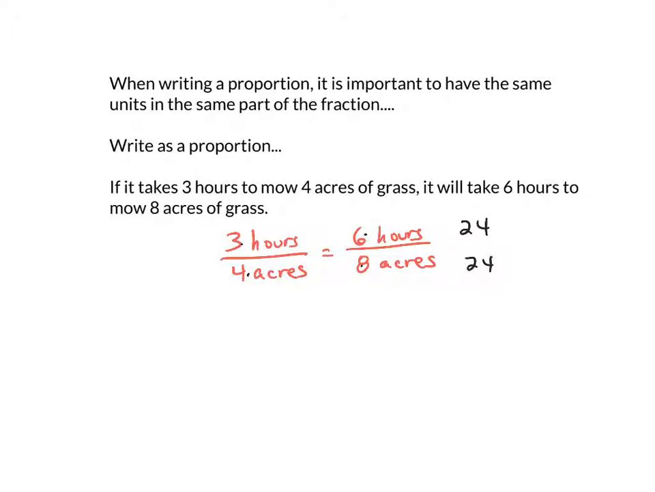But what I want to make sure of is, notice that I have hours for both of those ratios in the numerator, and I have acres for both of those in the denominator. Just make sure that when you are writing the separate ratios, that you keep the hours in the same part of the fraction and the acres in the same part of the fraction, the way that I have them here.